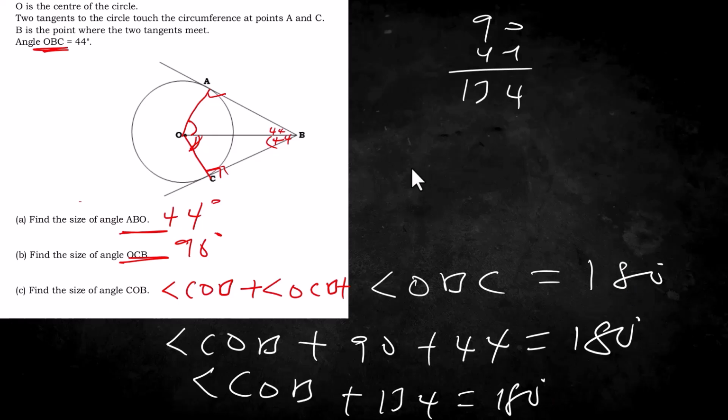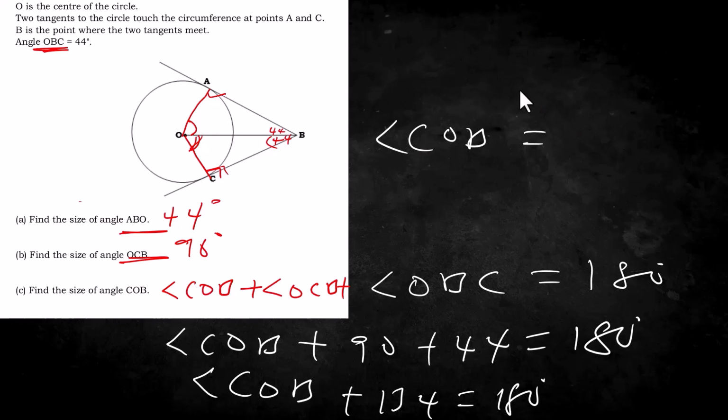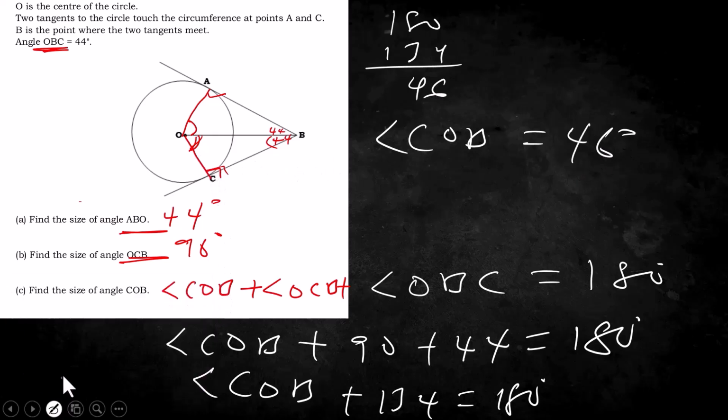So COB is 180 minus 134. So we have 46. So this side is 46. Okay, we have 46 here, and this side too is 46. All right, so that's that.